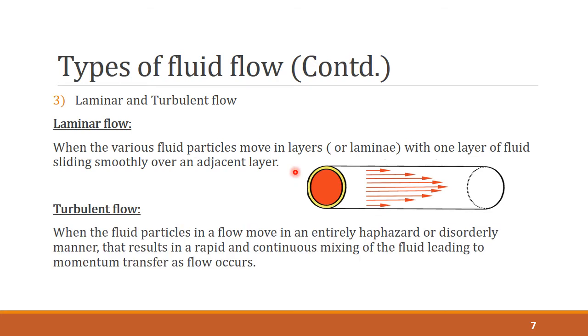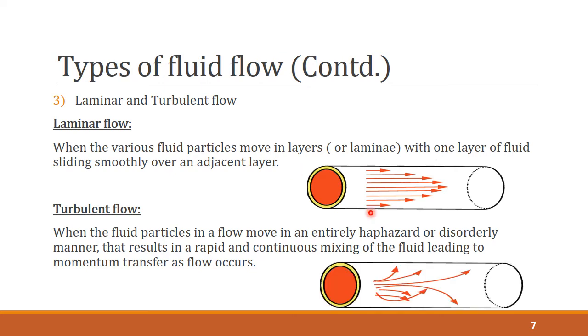In turbulent flow, the fluid particles move in an entirely haphazard or disorderly manner, which results in rapid and continuous mixing of the fluid, leading to momentum transfer as flow occurs. So it is a very disorderly flow when you're talking about turbulent flow. So this is turbulent flow and this is laminar flow, and there is a particular dimensionless number that can be used to differentiate between laminar flow and turbulent flow, that is known as the Reynolds number. And everybody might be familiar with how Reynolds number can be used to differentiate between laminar and turbulent flow.